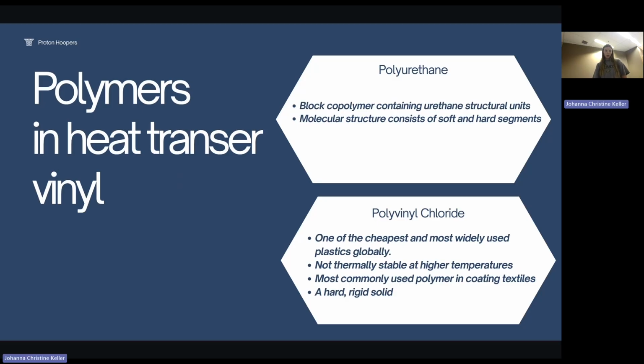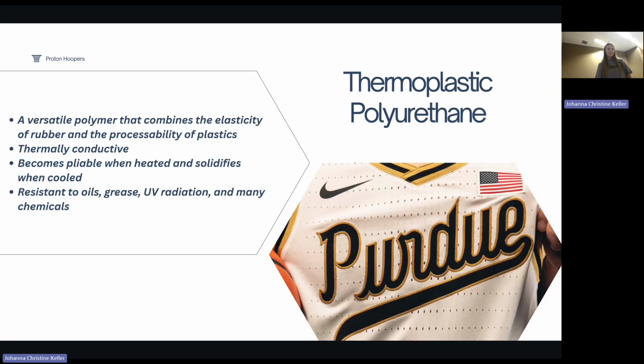Polyurethane is a block copolymer which contains urethane structural units. Its molecular structure consists of soft and hard segments, which we will show you later on whenever we draw out the chemical reaction. Polyvinyl chloride is one of the cheapest and most widely used plastics. It is not thermally stable at high temperatures and cools to a hard, rigid solid. For our project, we are using heat transfer vinyl thermoplastic polyurethane.